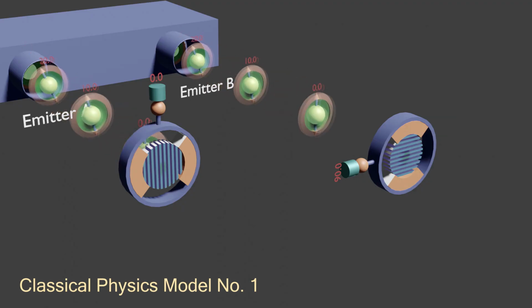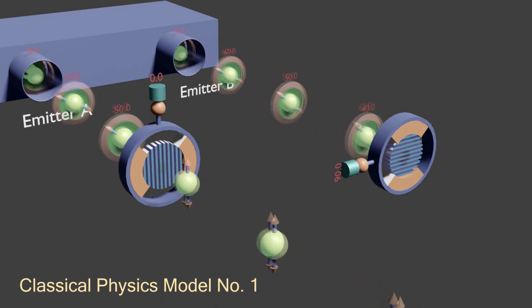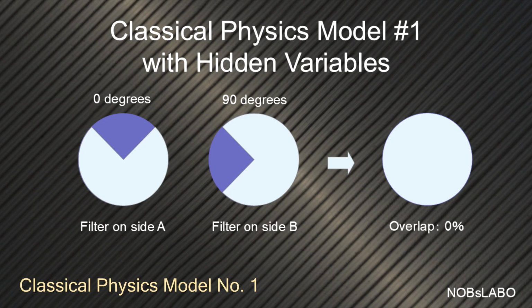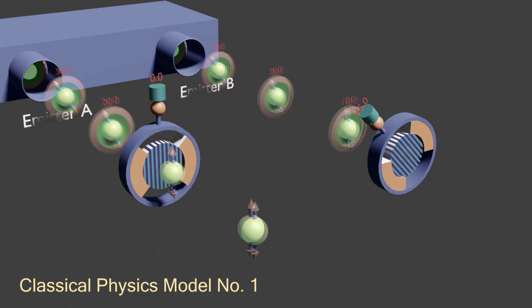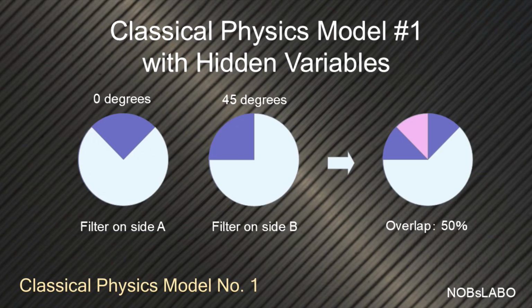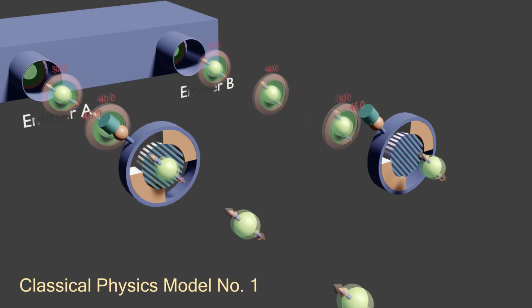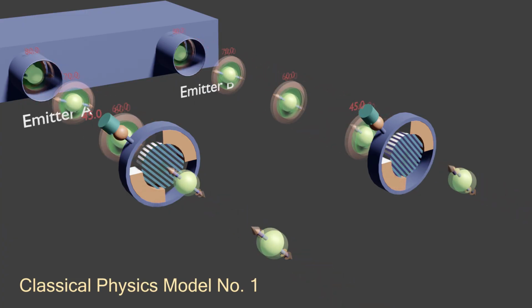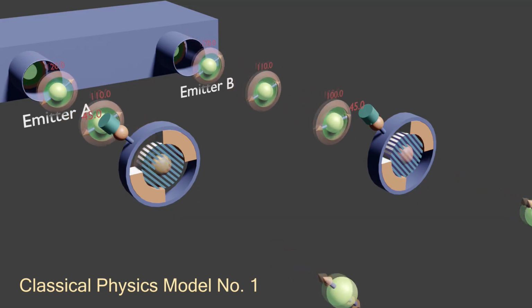Also, if you tilt the filter on the B side by 90 degrees, the blocker holes will no longer overlap, so no photon pairs will pass through A and B at the same time. Setting the angle of the filter on side B to 45 degrees halves the area of overlap of the holes, so that 50% of the photon pairs pass through both filters. Furthermore, even if the filters on sides A and B are rotated by the same angle, the overlap of the blocker holes is the same, so the transmission rate does not change.